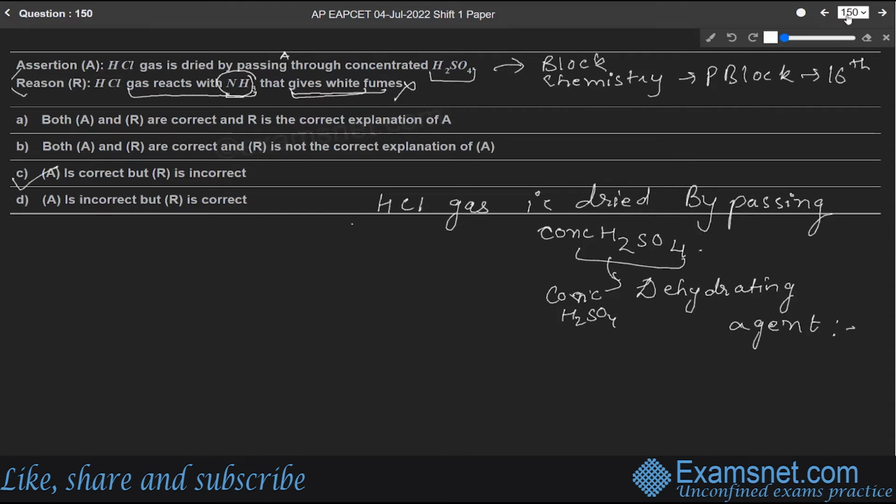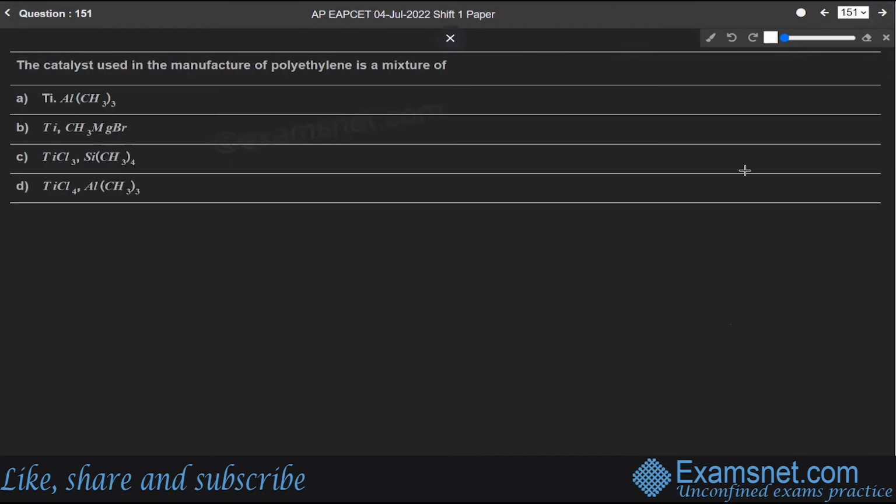Let's go to the next question. The catalyst used in the manufacture of polyethylene is a mixture of. Again, the question is from polymers, one of the underrated topics. But you can look into the trend of JEE, NEET, EAPCET paper of Andhra Pradesh, Telangana, and BITS paper. All these papers are now following polymers and chemistry in everyday life with good weightage. So TiCl4, this is basically a polyethylene.